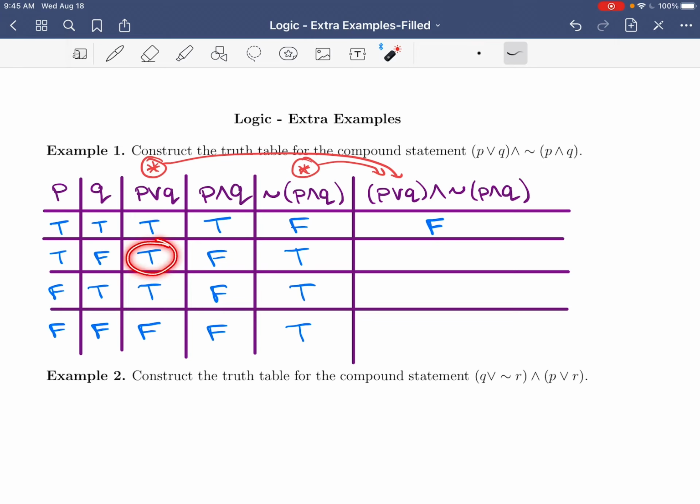In the second row, they're both true, so I get a true. In the third row, they're also both true. And in the last row, P or Q is false, so that's enough to say this is false. So that's going to be the truth table for that compound statement.